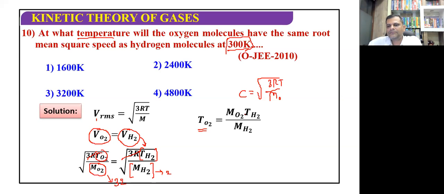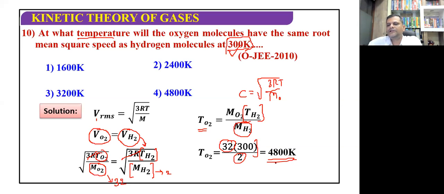MO2 इस तरफ चला गया और TH2 ऊपर रहा और नीचे MH2 डाल दिया, और नेक्स्ट स्टेप में अगर हम ये वैल्यू सब्स्टिट्यूट करेंगे तो हमको मिलेगा MO2 के बदले 32 जो उसका मोलर मास है, और हाइड्रोजन का मोलर मास जो कि 2 है, और यहाँ पे TH2 मतलब हाइड्रोजन का टेम्परेचर जो कि 300 दे रखा है, तो वो अगर हमने डाल दिया तो हमको मिलेगा 16 into 300 which comes out to be 4800 Kelvin. That is going to be the temperature which is in option number 4 here.